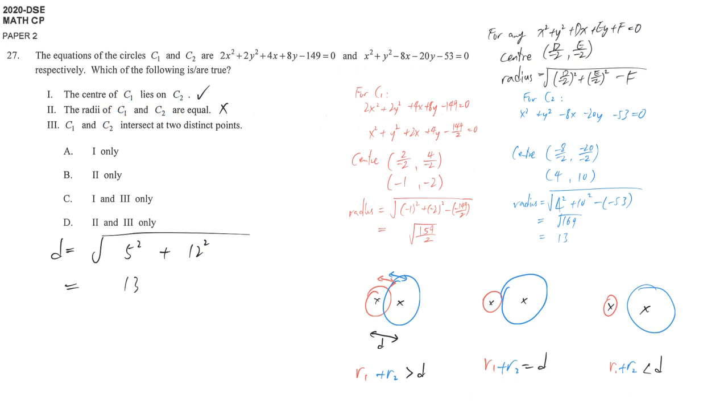So in this case, because the center of C1 is just lying on C2, therefore we must have 2 points of intersection. This is correct. Therefore 1 and 3 is our final answer.